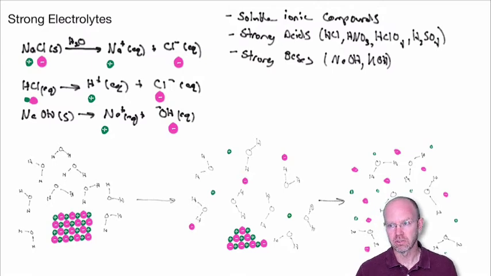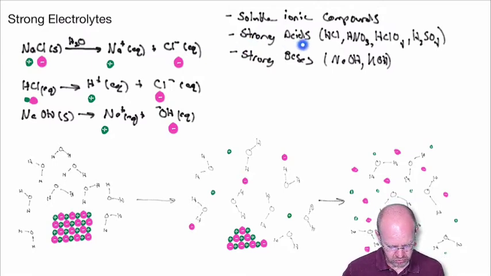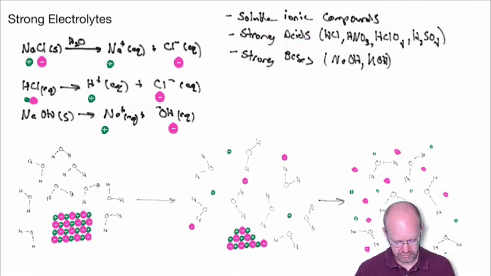Those ions can carry electricity. So we call that also a strong electrolyte. So these are all examples of strong electrolytes. Strong acids are also strong electrolytes.